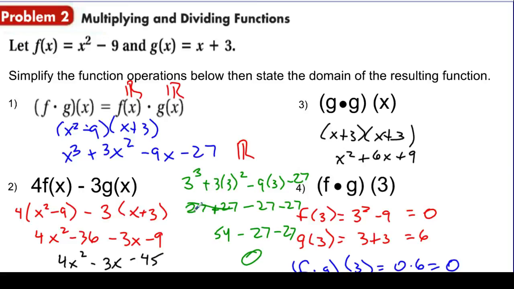Okay, so it doesn't matter if you plug in to each of them separately and multiply the results, or if you just multiply these together, get an algebra expression, and then just plug in one time. So you have that option. Both of them will work. Sometimes it's easier to do one, sometimes it's easier to do the other, and the option is entirely up to you.